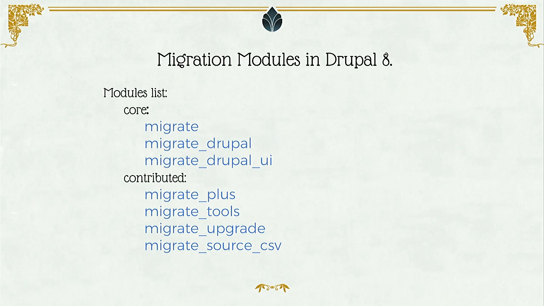Let's check out what the core modules and contributed modules involved with the migration process are. Migrate and Migrate Drupal UI are core modules that originally ship with Drupal 8.x, so you don't need to download them. You can download modules that may be added in future, such as Migrate Plus, Migrate Tools, Migrate Upgrade, as well as Migrate Source CSV. I'm going to show how to process the CSV data for migrations.